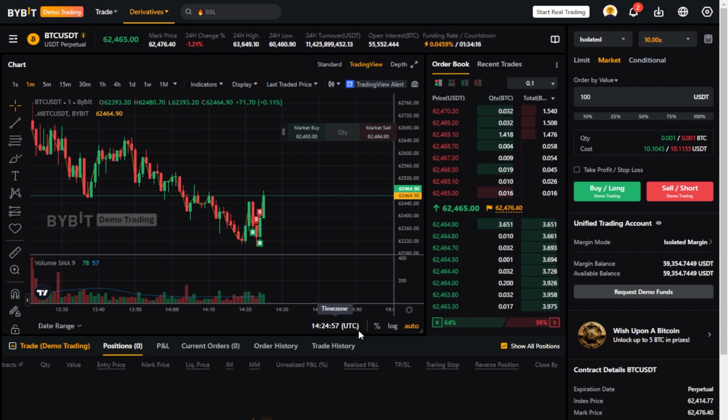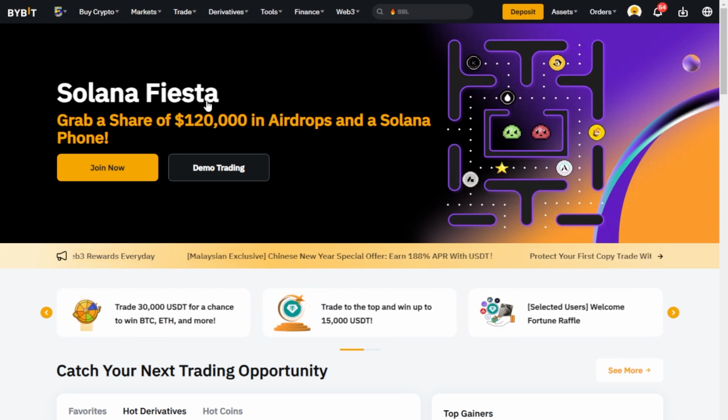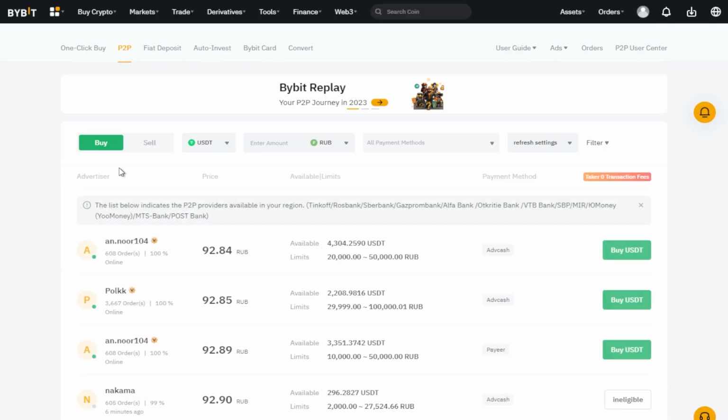And of course, after we have traded, we need to figure out how we can withdraw our funds from here. We can do this also with the help of P2P trading. We choose P2P trading also, and instead of buying USDT, we click Sell USDT and choose a convenient way.